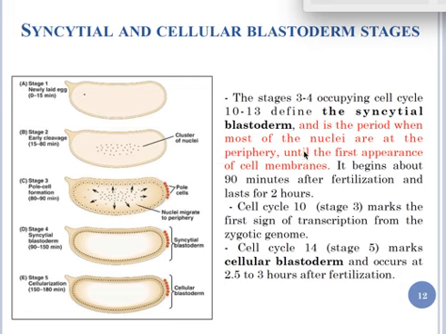So the cell cycle 10, or stage 3 right here, marks the first signs of transcription from the zygotic genome. So a few zygotic genes start to be expressed by cycle 10, only a few zygotic genes, but all other genes are still maternal.